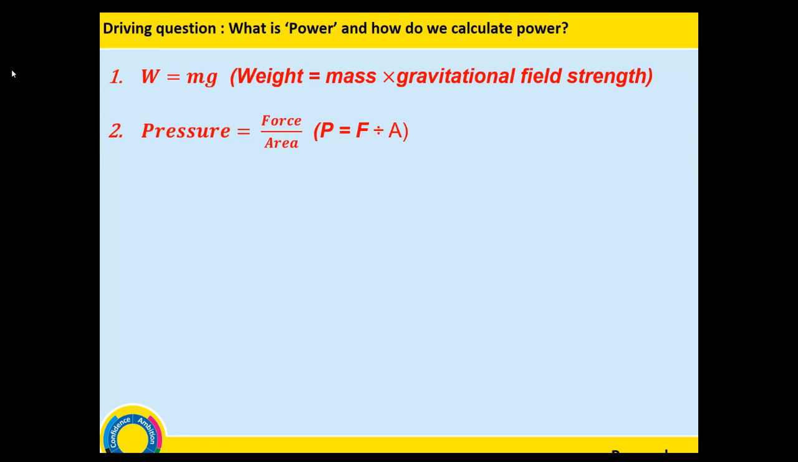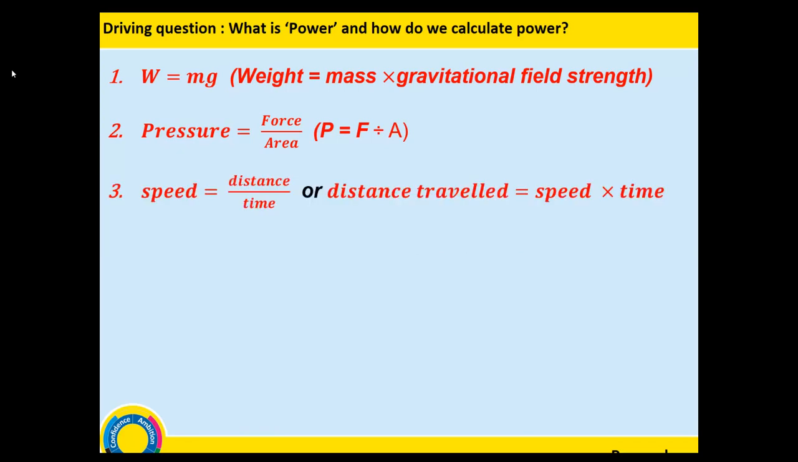The next equation was to write the equation that links distance traveled, speed, and time. And you could use speed equals distance divided by time, or distance traveled equals speed times time. Or you could have also written time equals distance divided by speed. Any of those 3 forms is perfect, it's fine.